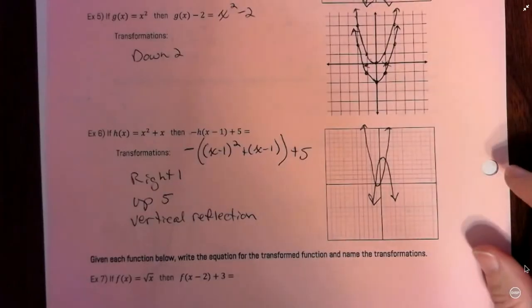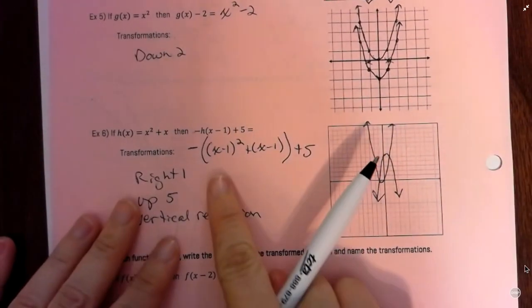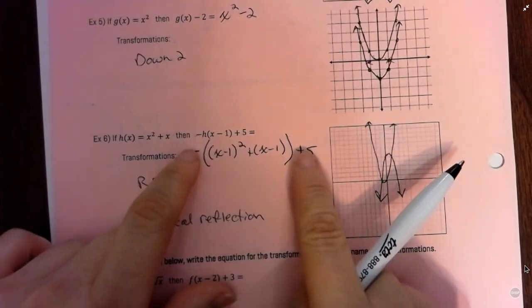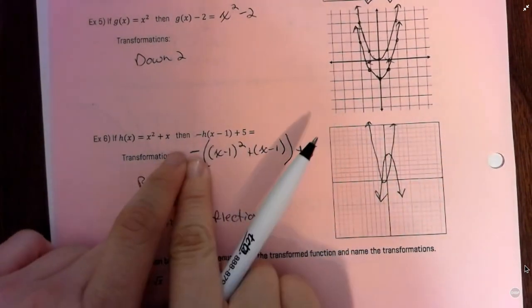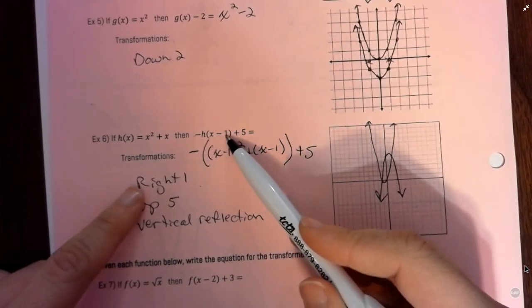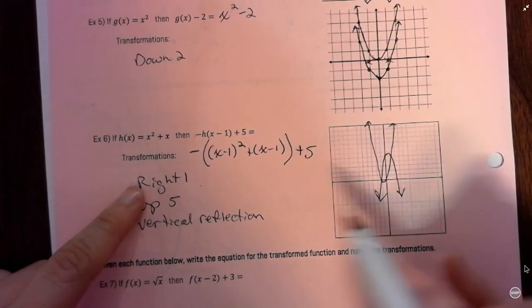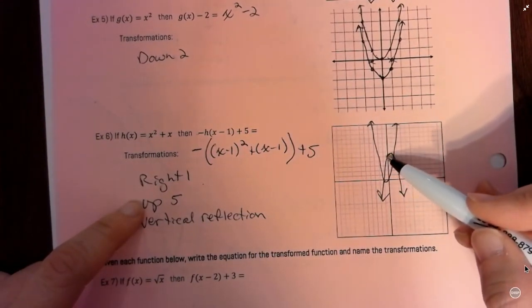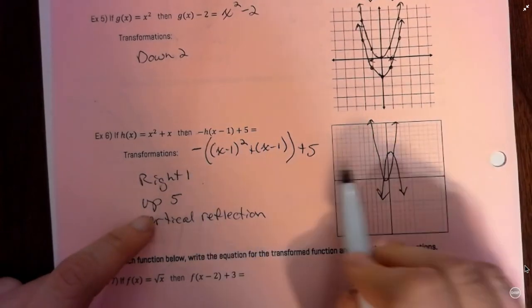Now, if your class did not get number 6 yesterday, here it is. Notice it's kind of got number 3 in it. There's what number 3 was. It also has a +5 at the end and a minus sign in front. So you've got right 1, that's this, tells you right 1. So you can see it moved right 1. Up 5, so 1, 2, 3, 4, 5. And then vertical reflection, so it's upside down.